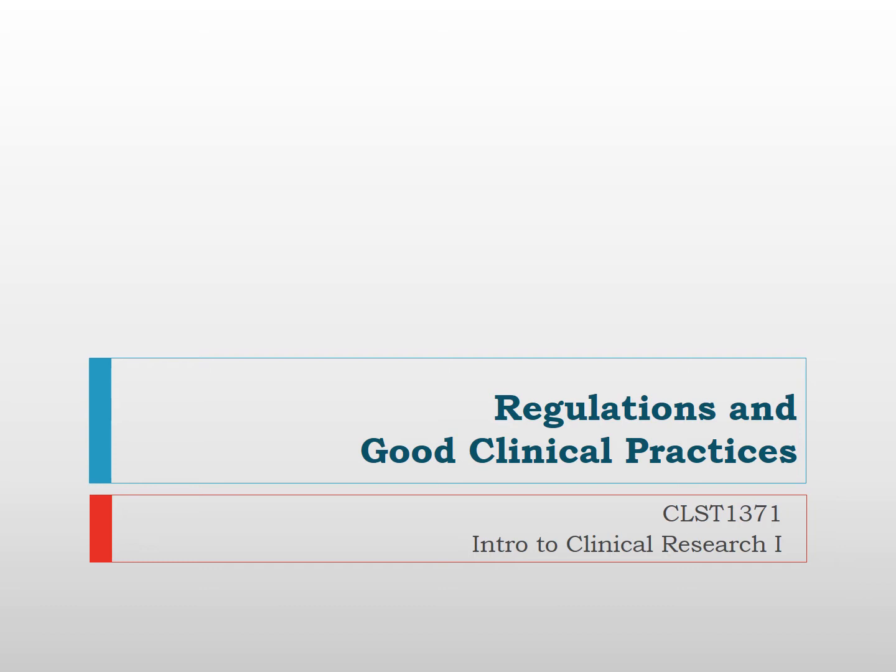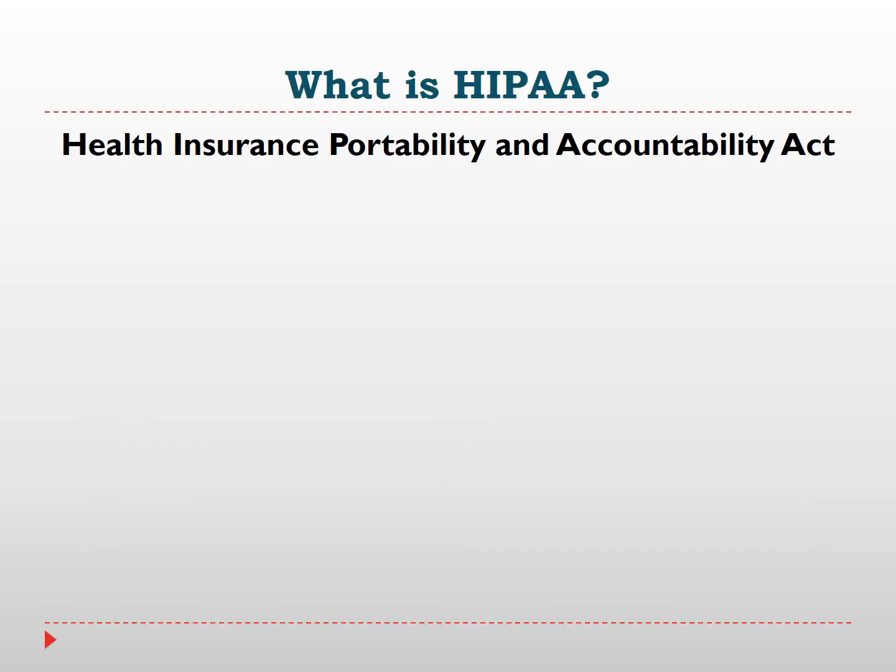This is the last lecture, and this lecture corresponds with Chapter 4 in our text, so regulations and good clinical practices. The first two lectures of this module were strictly about the Code of Federal Regulations, the FDA regulations that apply to clinical research coordinators and sponsors, and so now we're going to talk a little bit about other regulations and good clinical practices. So first thing we need to talk about is HIPAA.